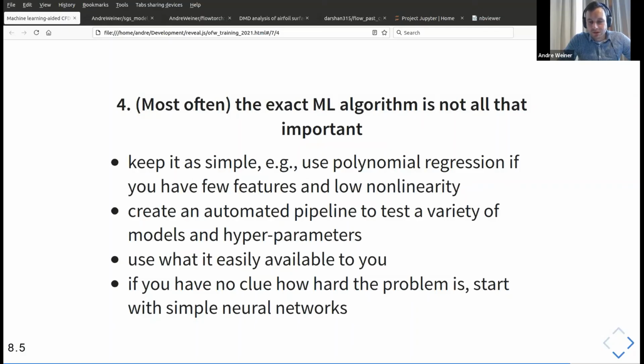Okay, yeah. From my experience, simple neural networks, multi-layer perceptrons, are often a good algorithm, just if you don't know how hard the problem is going to be. They are generic function approximators that are really flexible, and thanks to frameworks like TensorFlow and PyTorch, it has become really easy to create such mappings.